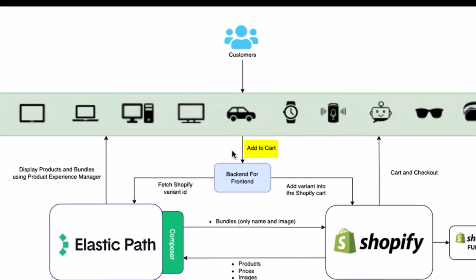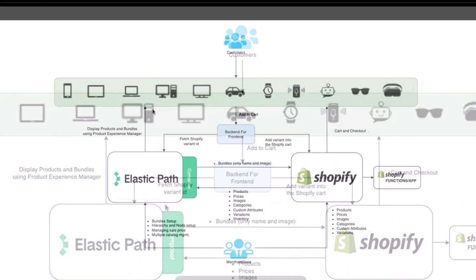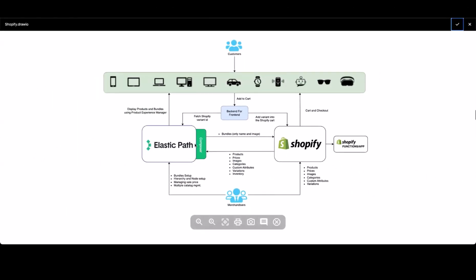So let's understand the add to cart. When a customer adds an item, this BFF layer will fetch the Shopify variant IDs from Elastic Path and add those into Shopify. Then the customer can proceed with Shopify checkout. Please note that this demo is specifically for the integration we have built in Elastic Path Composer. I will showcase the reference storefront as well, which will cover the BFF layer, and the Shopify function will also be covered in this entire flow.